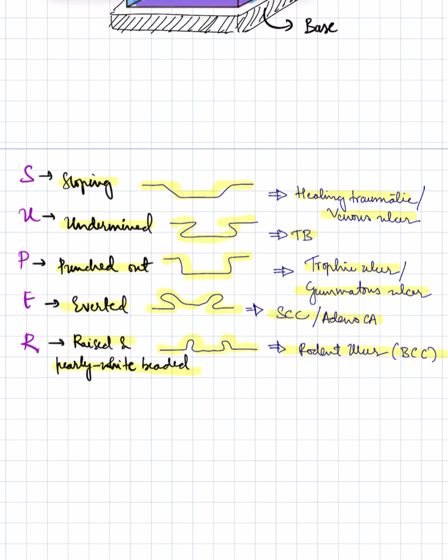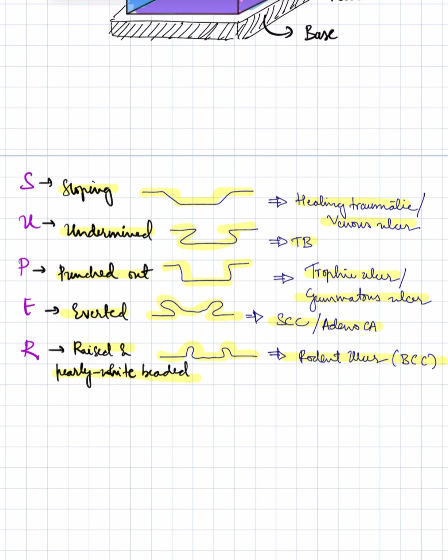And to remember the different types of edges, we have the mnemonic SUPER, that is sloping, undermined, punched out, everted, raised and pearly white beaded. And we can also remember rodent ulcer as an example for raised and pearly white beaded edged ulcer because of the letter R.